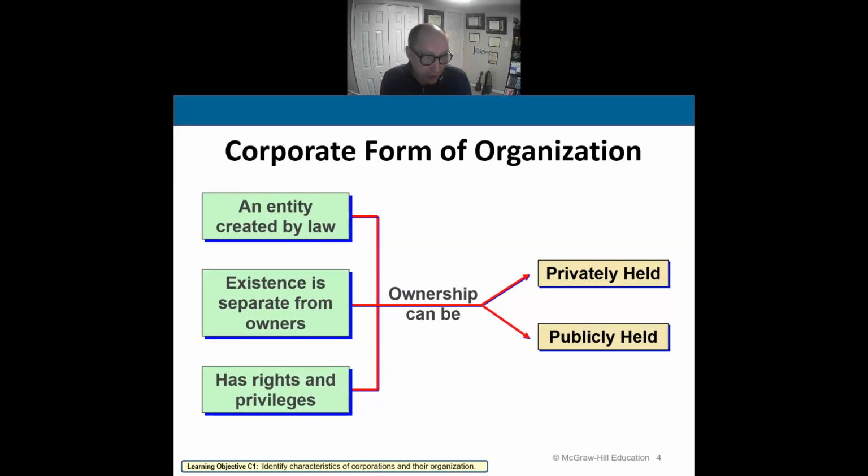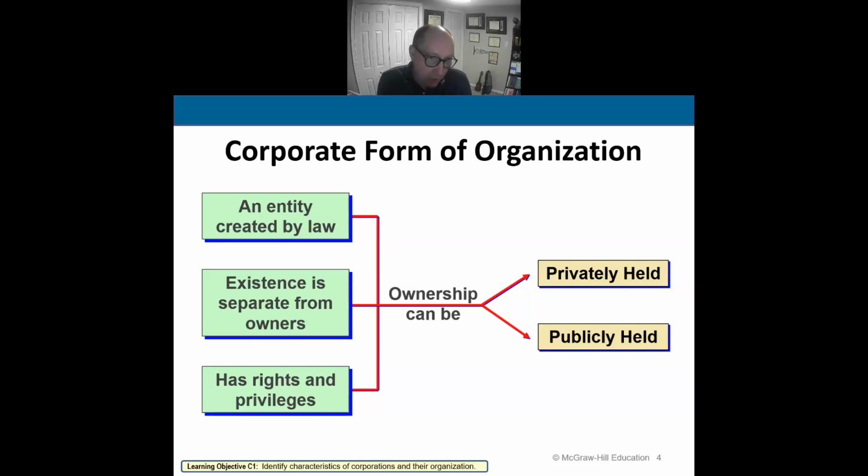Legally, they treat the company like it's its own person. The company has its own liabilities. It has its own assets. It basically acts as an individual person. That's how a corporation works.